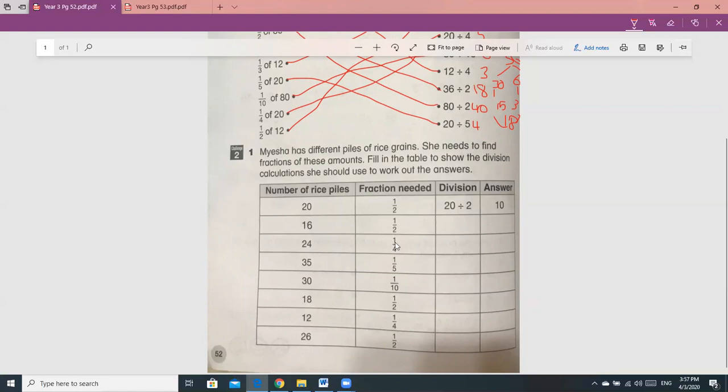I want to know the half of 16. So what I'm going to make, yes, I know that you can write the answer without making division like this, but here the question wants me to write the division, okay? So let's make it together.